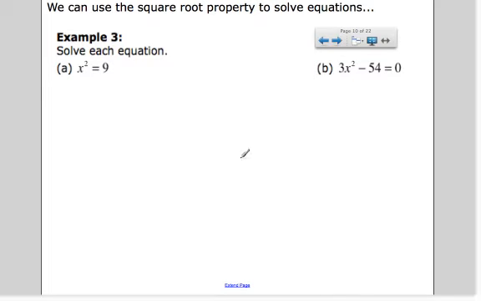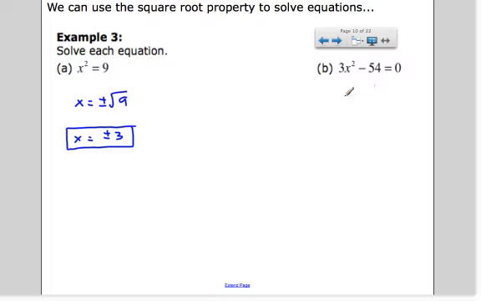Well, we can use the square root property to solve equations. So here's some examples. This one, I've got something squared equals a number. So I'm going to take the square root of both sides. x equals plus or minus the square root of 9. The square root of 9 is 3, so that's x equals plus or minus 3. So positive 3, negative 3 are my answers.